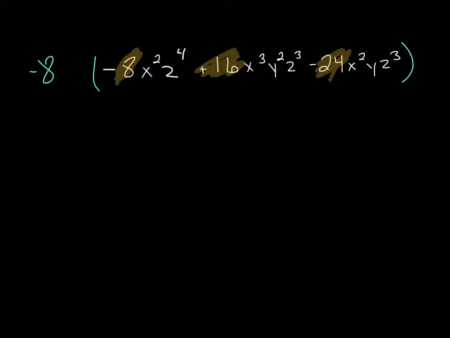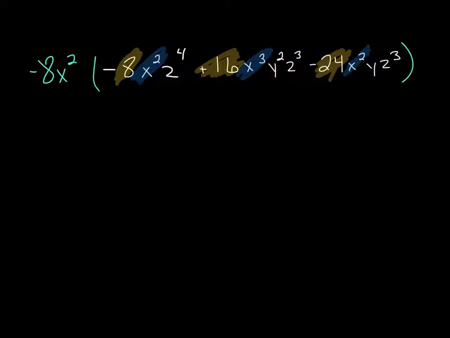Okay, now let's look at the x's. You have an x squared, an x cubed, and another x squared. So they all have x's, and the smallest exponent is x squared. So we will include an x squared.